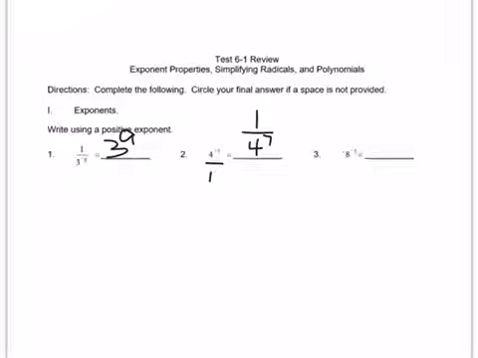Now, if the base number is negative, it stays negative no matter what. So in this one right here, the negative 5 will flip it to the bottom because that is on top. So we end up with 1 over negative 8 to the 5th power. And that's how we write those with the positive exponent.